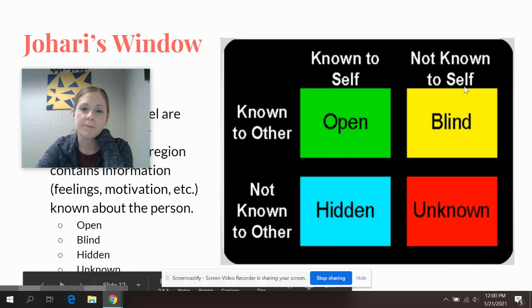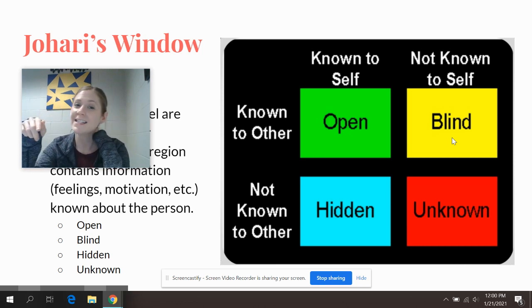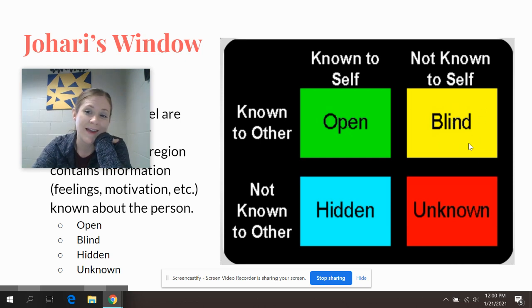Not known to self, but known to other people means that it's blind. This is my favorite quadrant. These are the things that other people see in you, but you don't see in yourself. So if you have been told that you are bossy or that you're demanding or that you're, what's a good word? I guess annoying. If those are words that people have used about you, you could just be blind to the fact that they're true. And the same could be said for positive things. If other people see you as kind and generous and funny, but you don't see yourself that way, that's all blind. That belongs in your blind quadrant.